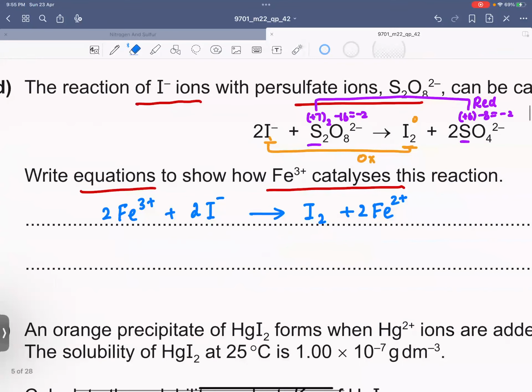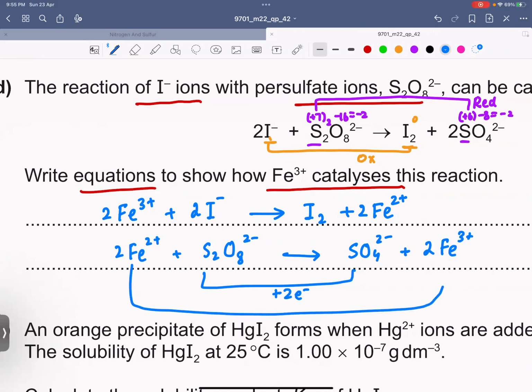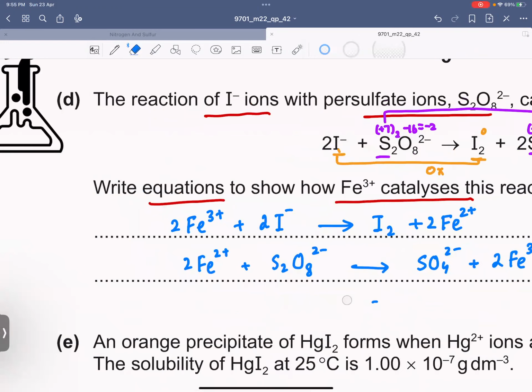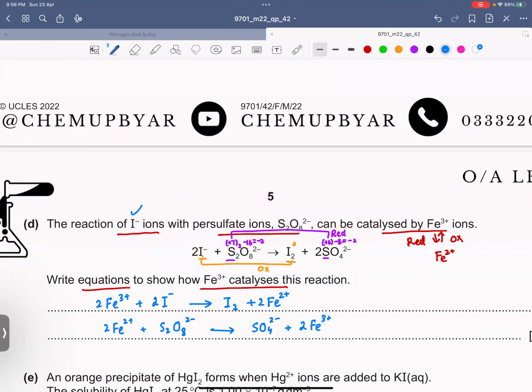And in the second equation, 2 moles of these Fe2+ ions are going to react with peroxydisulfate, S2O8 2-, forming sulfate ion and iron 3+ ion. So if you see, from peroxydisulfate to sulfate, there are 2 sulfur atoms which are turning from +7 to +6, which means gain of 2 electrons. And here I have 2 moles of iron 2+ ions turning into 3+. So loss of 2 moles of electrons. So the electrons are balanced, which means my equations are correct. So you have to write these 2 equations. And most of the time, the examiner asks specifically this example.